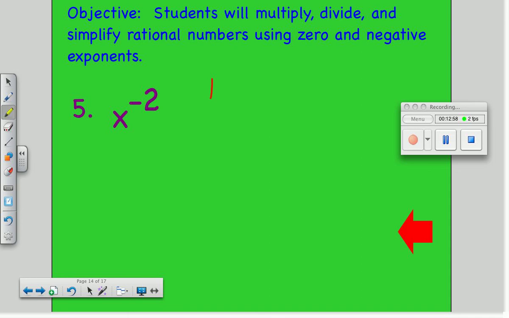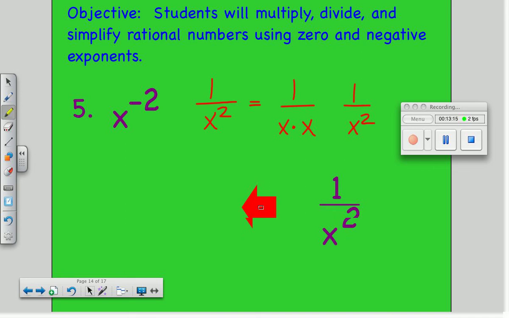1 over x to the power of 2 means 1 over x times x. Well, we don't know what x is, so it's still 1 over x squared. That's not going to change. Since we don't have a value for x, we really can't multiply it out. So we have to just leave it like that. And that's as simplified as it gets.